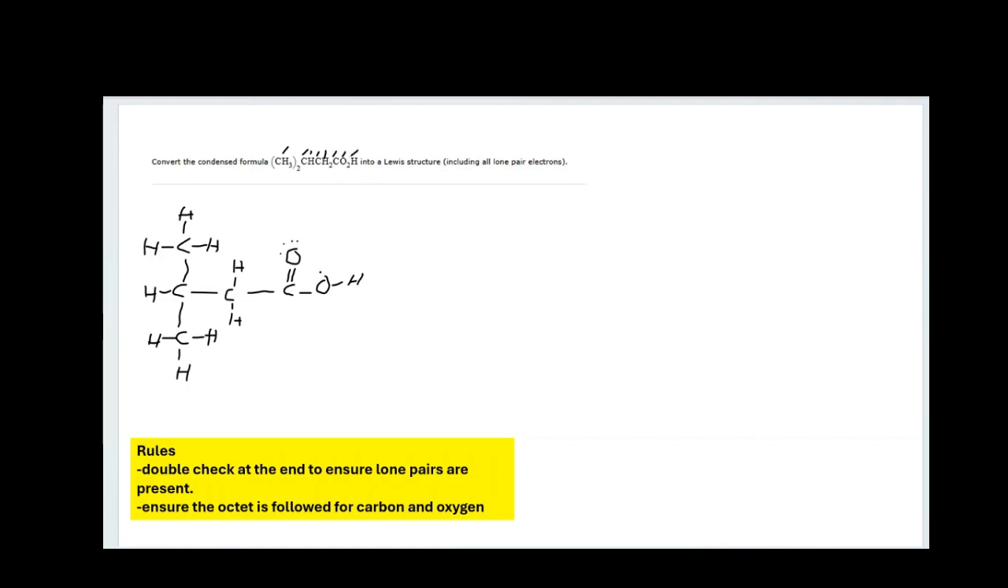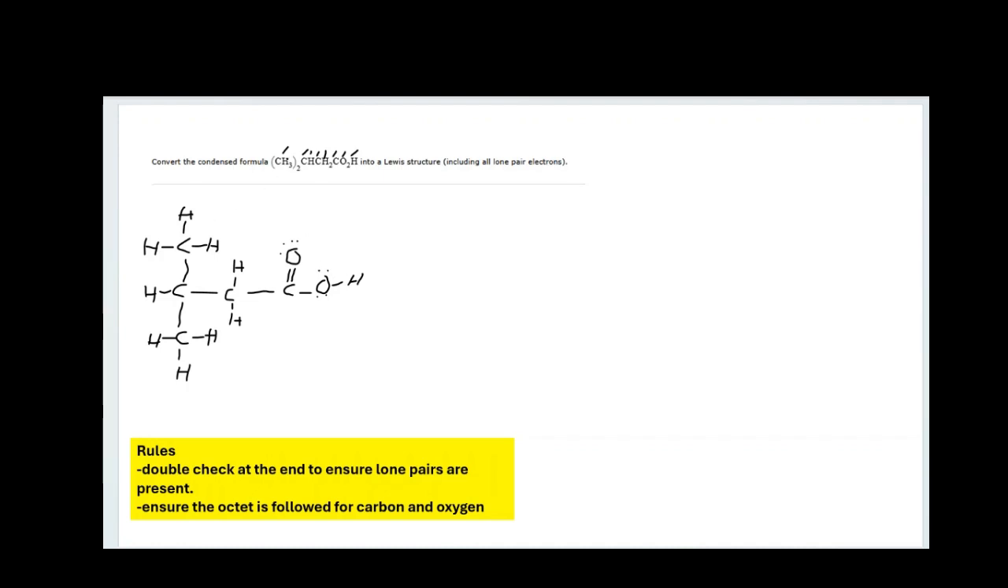But the last thing that I'm going to do is ensure that this oxygen right here has its lone pairs to satisfy the octet rule. So I'm going to draw 1 lone pair here, 1 lone pair here. And this is pretty much how you solve the problem. And it's going to be correct once inputted into ALEKS.